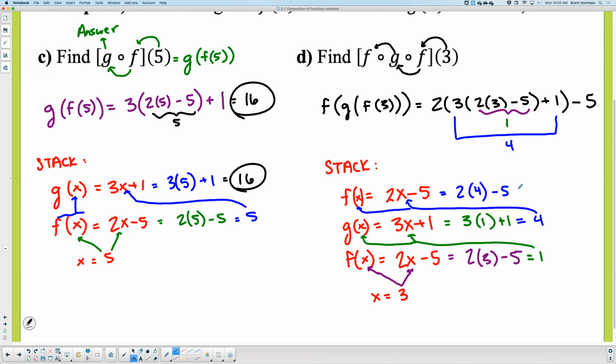That would be your answer there. And so if I plugged all that in, 2 times 4 is 8 minus 5. Yep, still get 3. I'm running out of space there, so I'm just going to do it right there. 3.